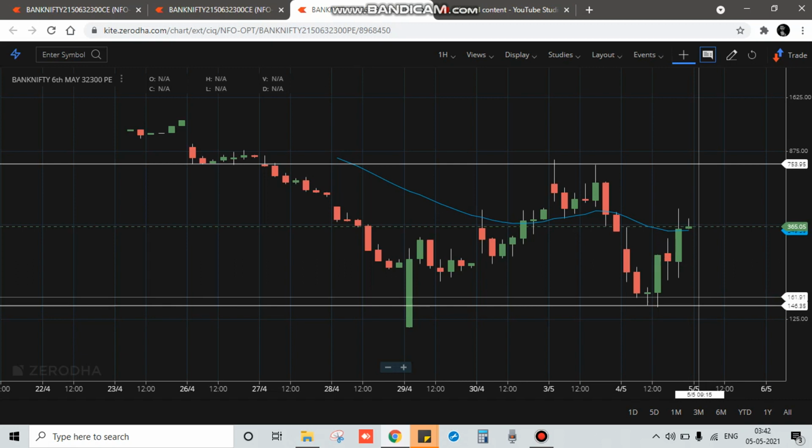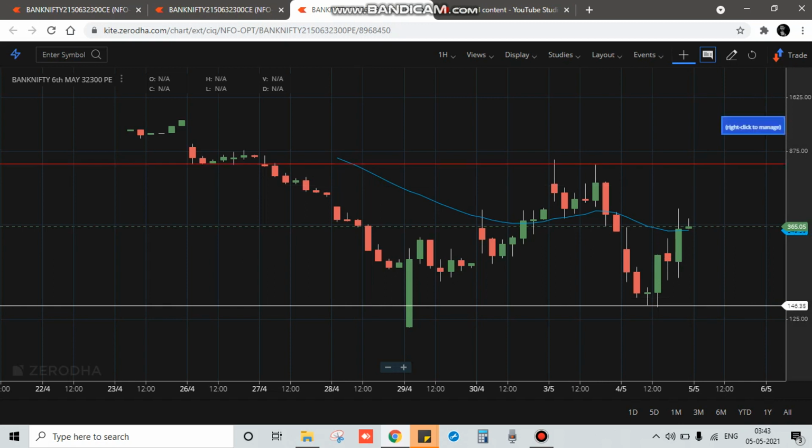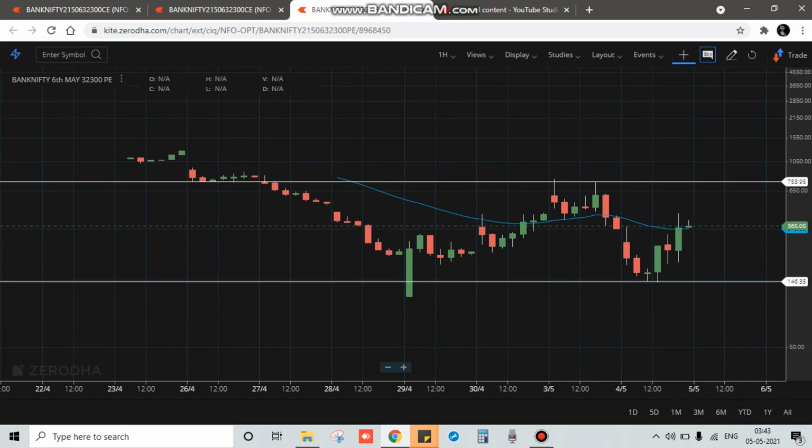Just make sure you trade with 5 minutes or 15 minutes based on your risk appetite. Yeah, that's it. And this is the basic idea. I just want to share the options level for today's market.